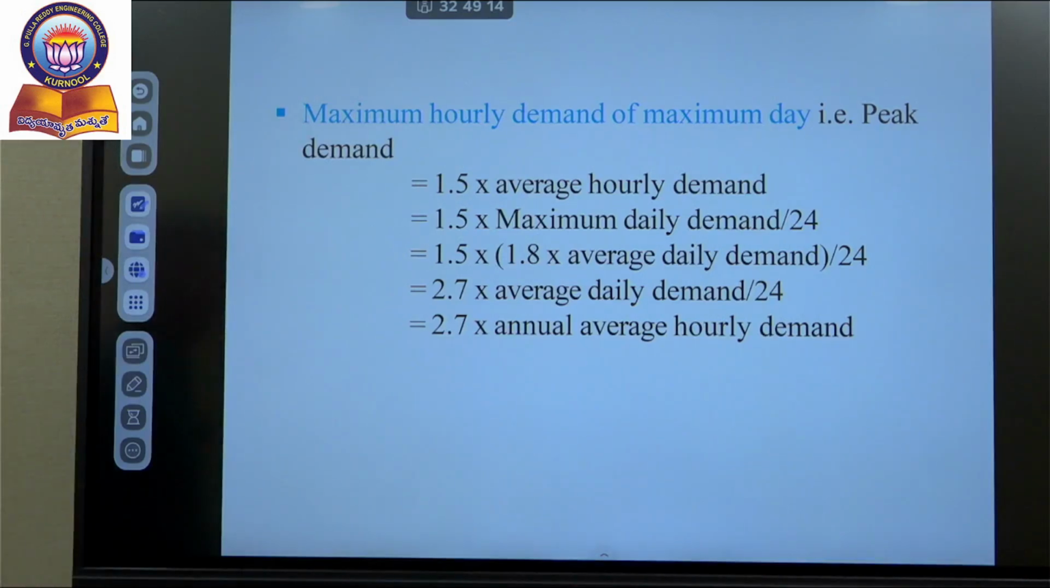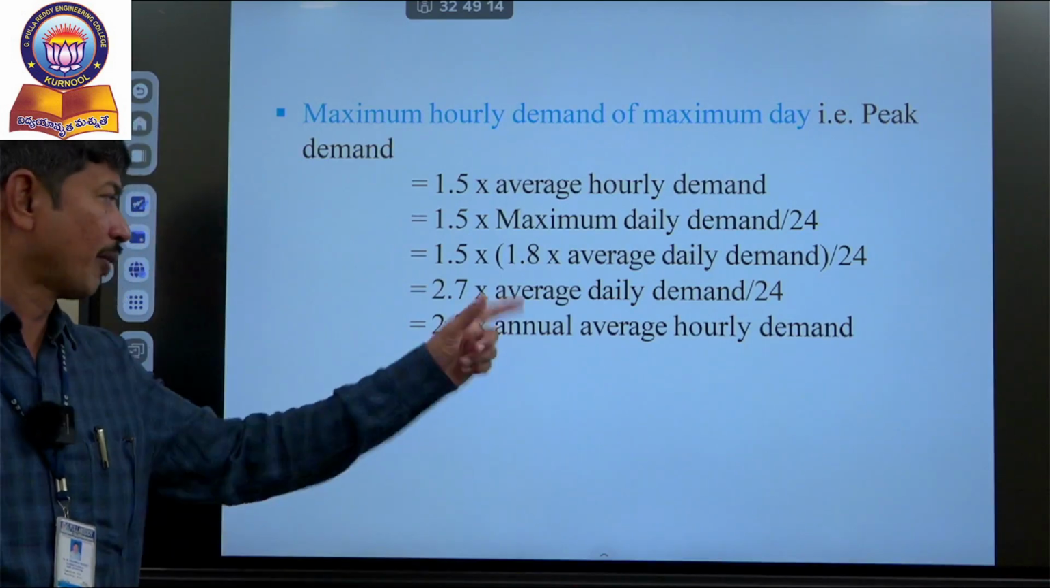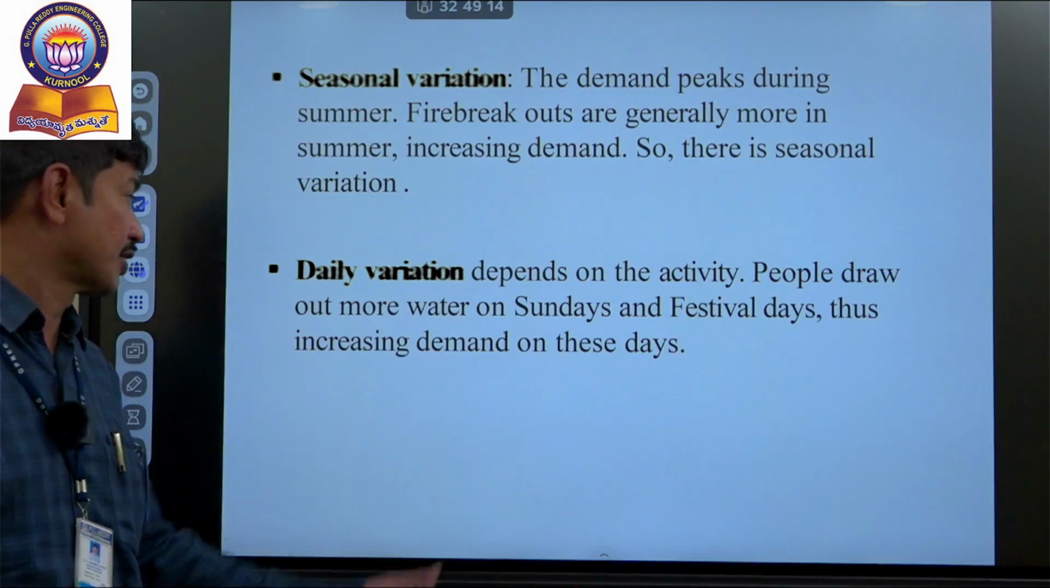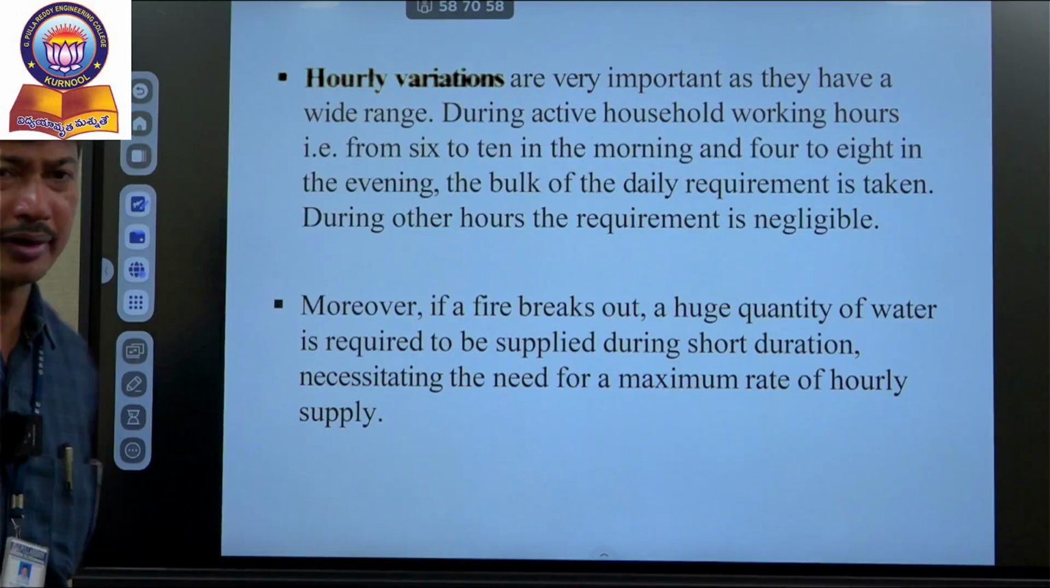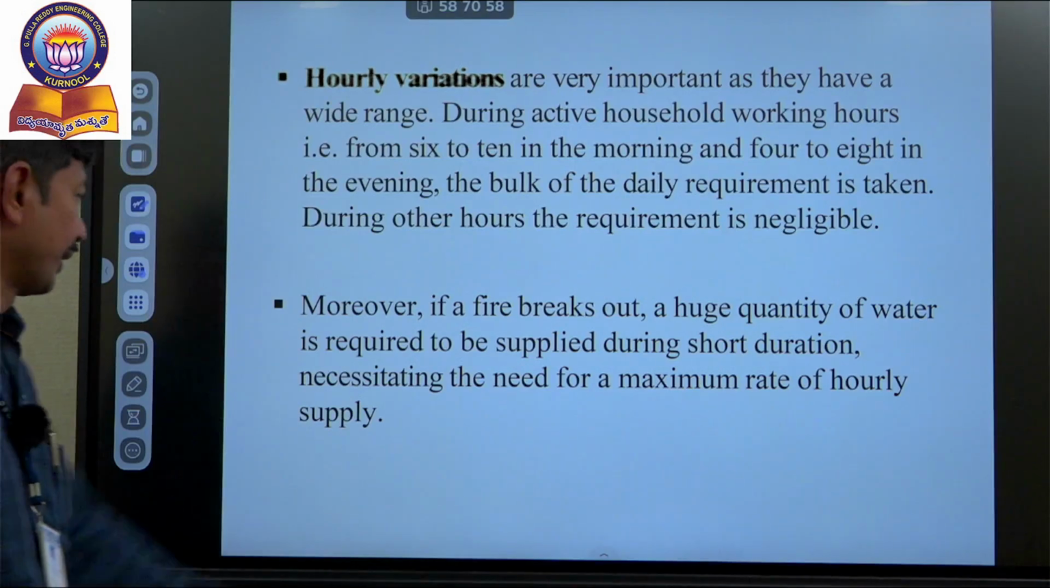Maximum hourly demand is 2.7 times the annual average hourly demand, right? There are seasonal variation, daily variation, and hourly variation. Seasonal means summer and cold. Daily variation means Sunday and festival days require more water. And hourly variation: in the morning time activities are more, and again in the evening time activities require more water when compared to the afternoon and late hours of the day.